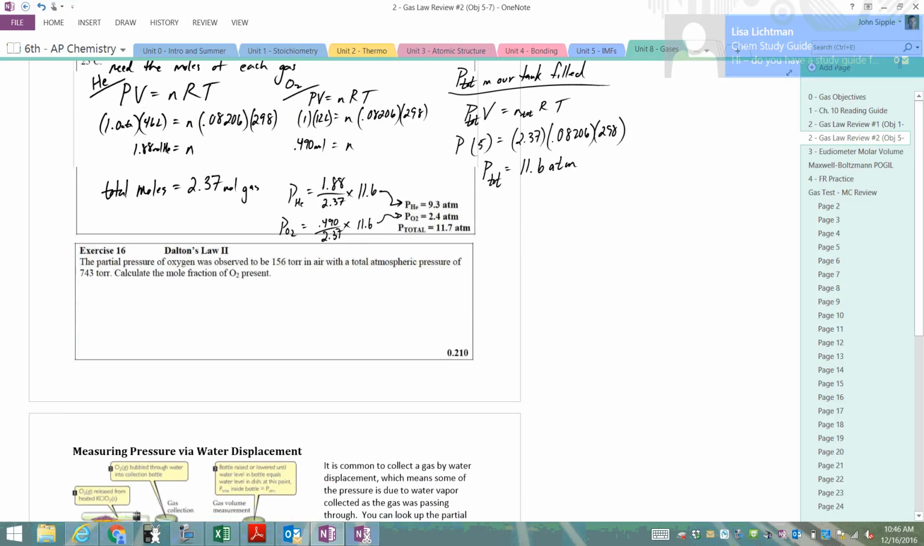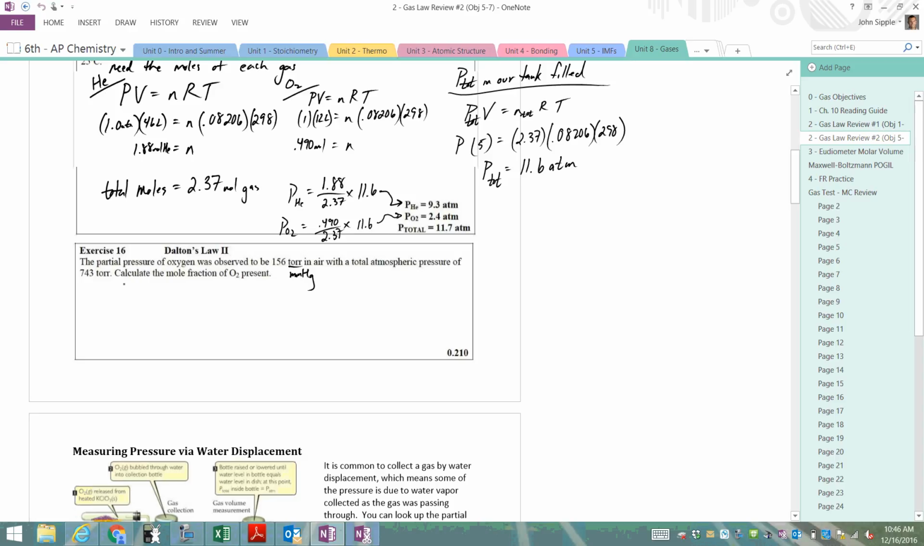On the next problem, the partial pressure of oxygen was observed to be 156 torr. Torr is the same thing as millimeters of mercury, so you can treat it in the same fashion. You can also notice that on the back of your yellow sheet, they operate in torr as well for the gas law constant. So we have 156 torr in air with a total atmospheric pressure of 743. Calculate the mole fraction of O2 present.